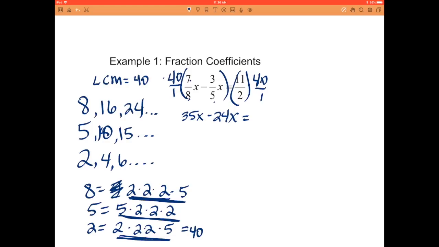On the other side of the equation, same thing, 40 divided by 2 will be 20. 20 times 11 is 220. So here's the equation. Now we have no fractions left. We can just combine our like terms. The left side is the only side where like terms are.